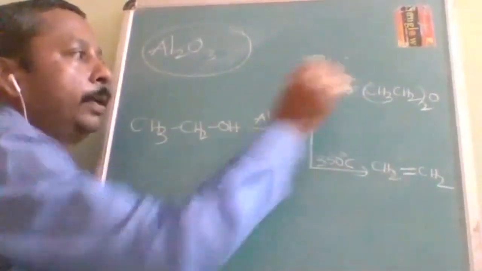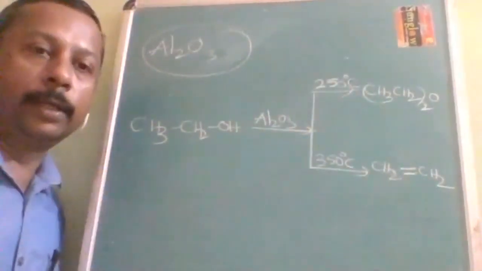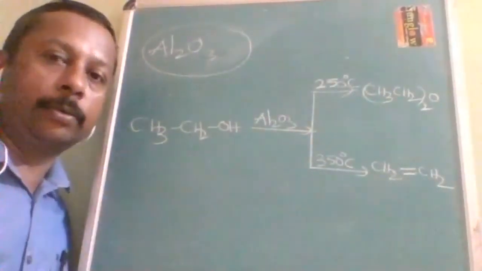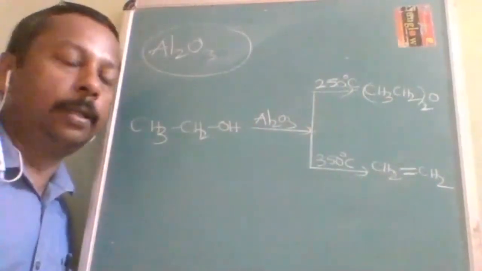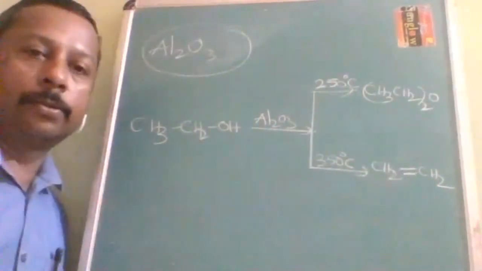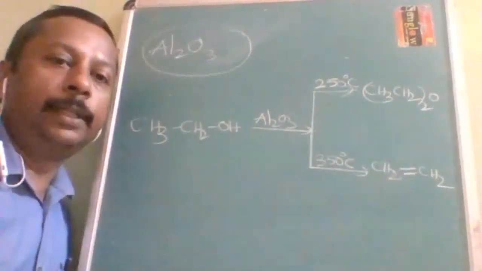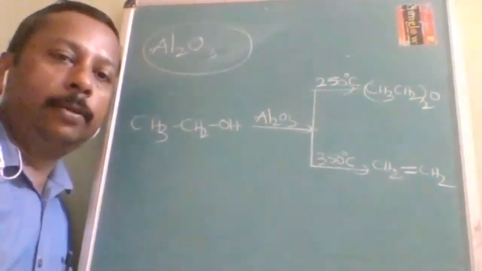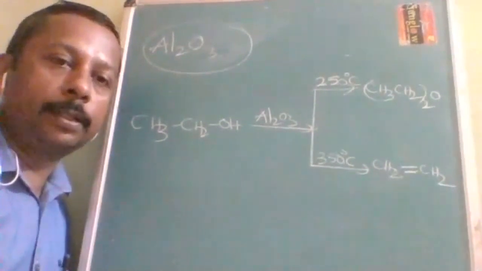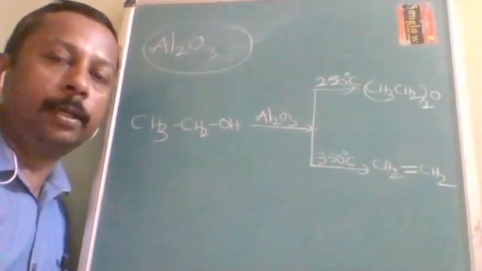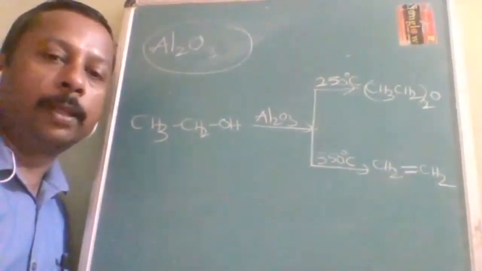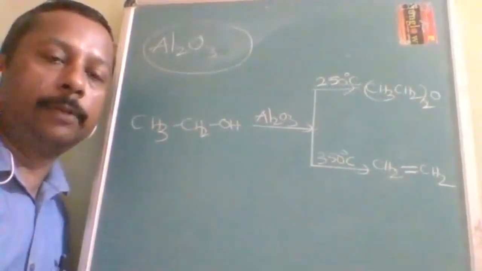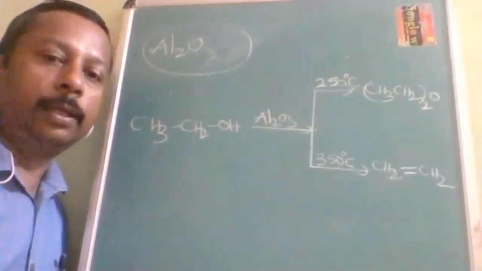And at low temperature, it undergoes bimolecular elimination of water molecule from two molecules to give ether. Is it understood? The preparation of ethers from alcohols using concentrated sulfuric acid, 4 conditions, and using Al2O3, 2 conditions, and in all of them the product is going to be ether.